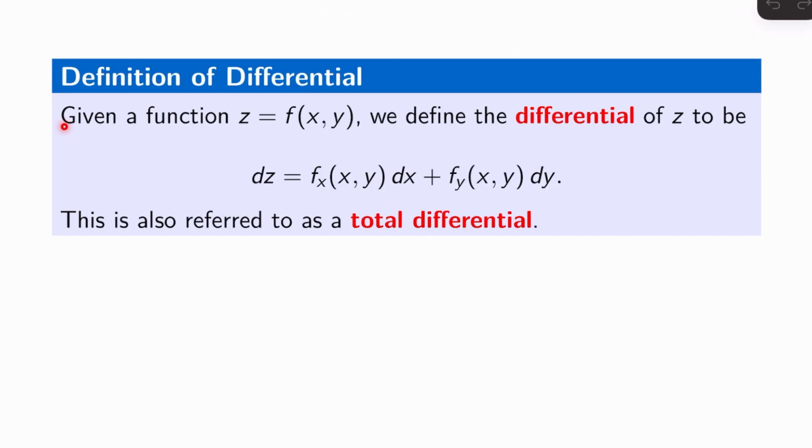In this video, we learn about differentials. Given a function z which is equal to f of x, y, we define the differential of z to be dz is equal to the partial of f with respect to x multiplying dx, plus the partial of f with respect to y multiplying dy. This is also referred to as the total differential. And so the differential is the same as the total differential.